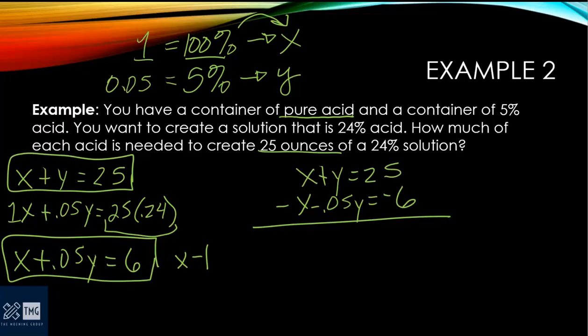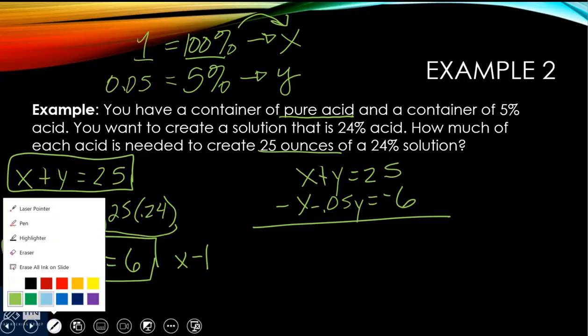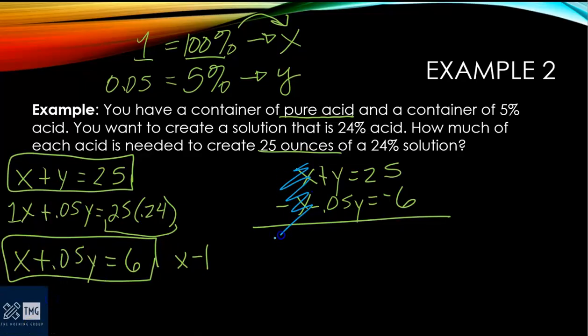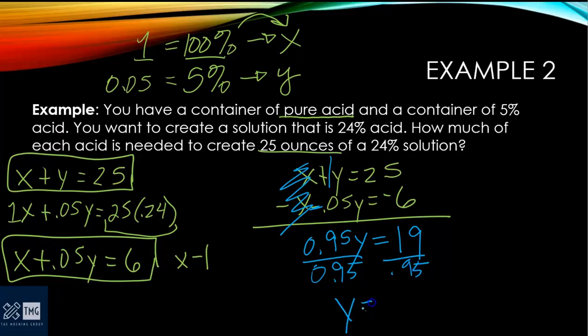So that when I add those together, you'll notice that x minus x is 0. y minus 0.05y, remember, this is 1y. So 1 minus 0.05 is 0.95y, and 25 minus 6 is 19. So if I divide both sides by 0.95, I get that y is 20.